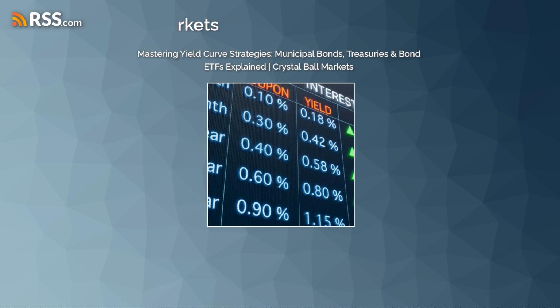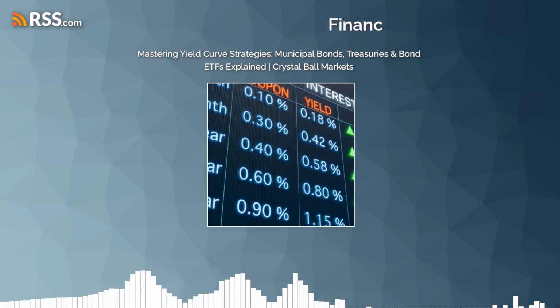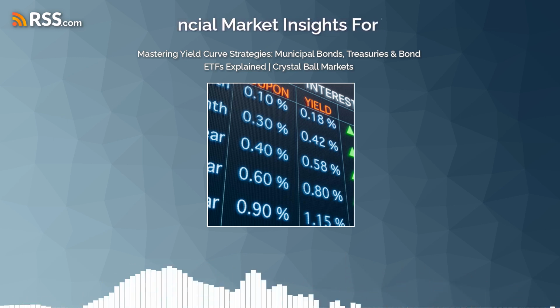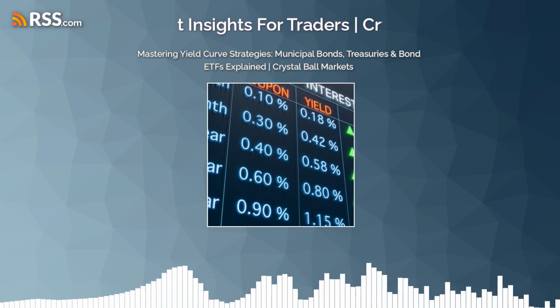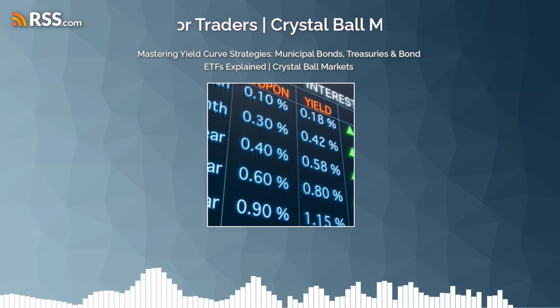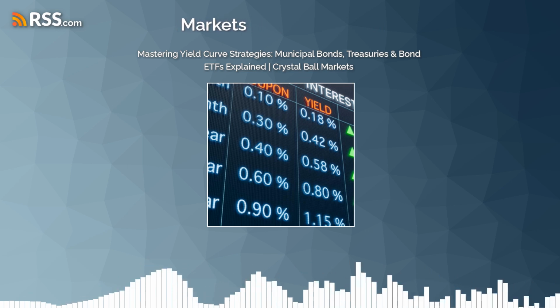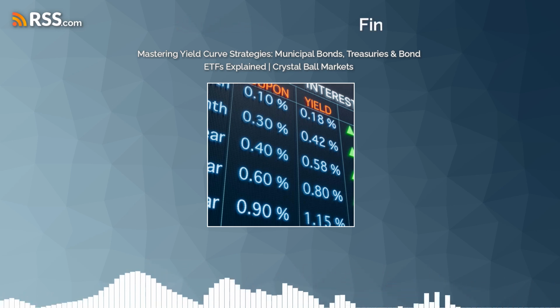For example, iShares 7 to 10-year Treasury ETF, IEF. Vanguard Tax-Exempt Bond ETF, VTEB. iShares Investment Grade Corporate Bond ETF, LQD. And don't forget iShares iBonds or Invesco BulletShares for laddering without the complexity.